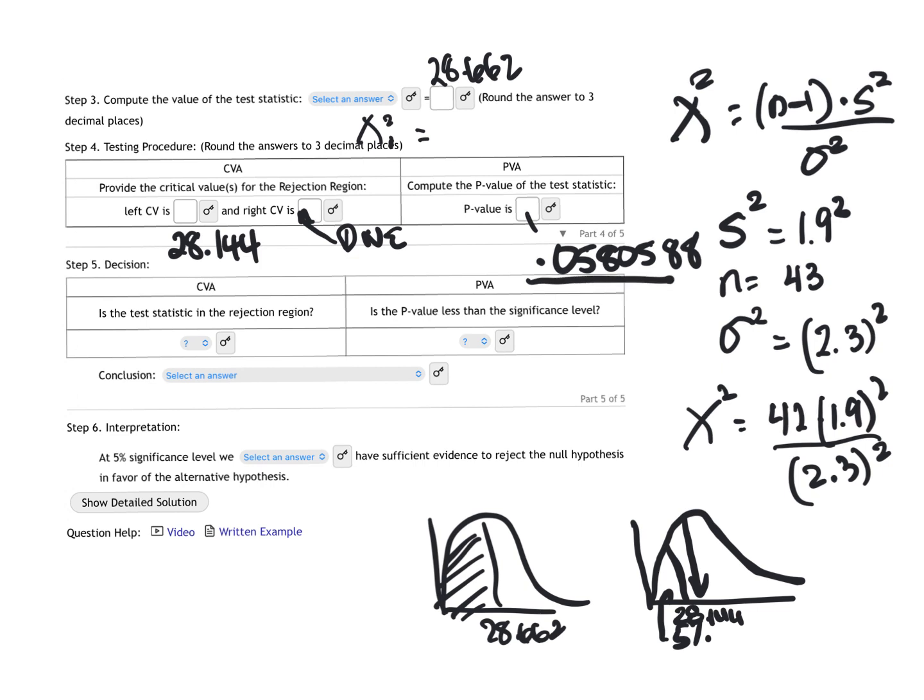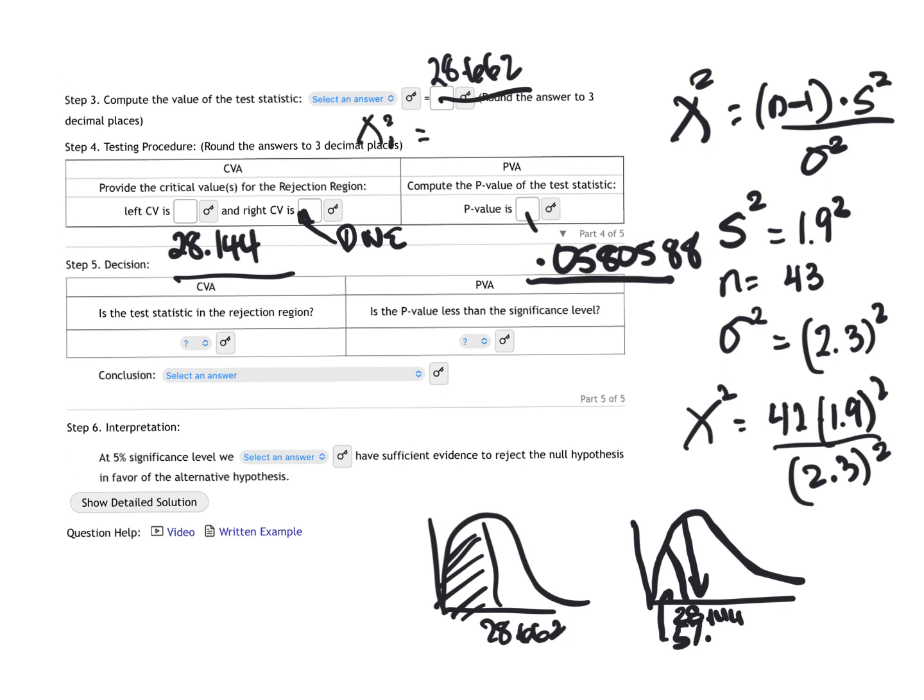See how close these two numbers are? So doesn't it make sense that the 5% would be just a touch over 5%? So we do not reject. It's not in the rejection region. P-value is not less than alpha. And so the conclusion is do not reject. At a 5% level, we do not have enough evidence to reject the null hypothesis in favor of the alternative.